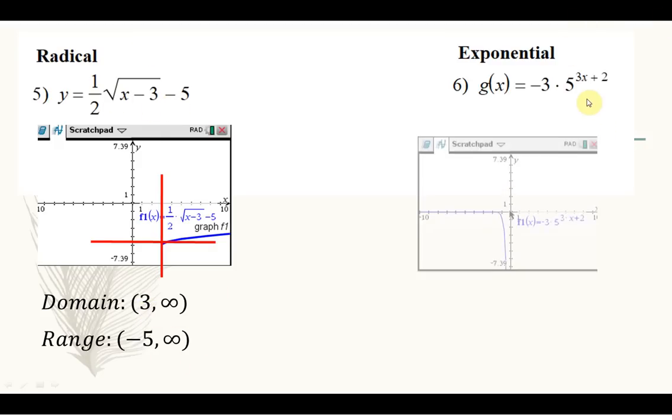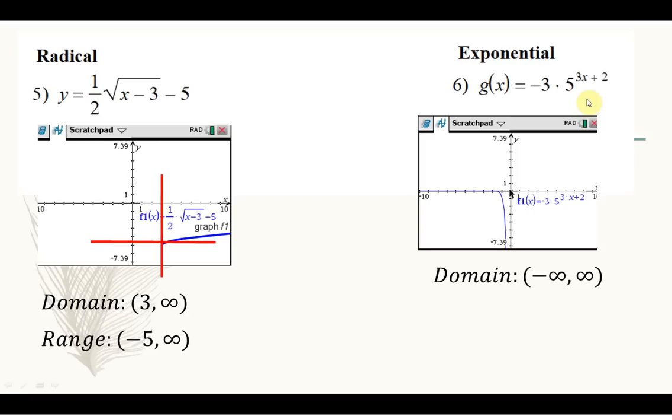Exponential, domain and range. Again, look at the graph. Domain is everything. Everything works. And your range goes from the bottom, and in this case, to 0. It can change depending on what it is, but in this one, it's 0. A lot of times putting it in your graphing calculator will help you out.